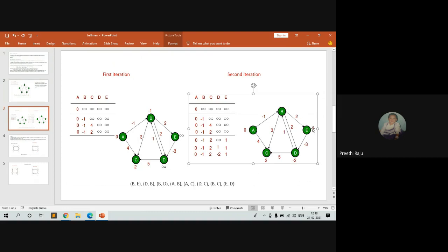Here now we have to calculate the weight through E and D. What we have done is 1, minus 3, which is minus 2. The shortest path here is minus 2. Since if we go for the third iteration, we will get the same weight. We will get the same 0, minus 1, 2, minus 2, 1.